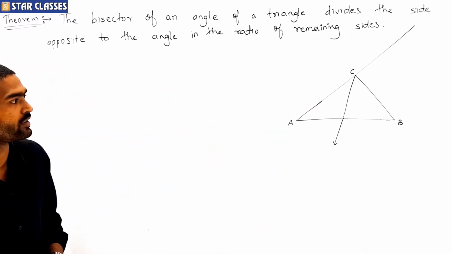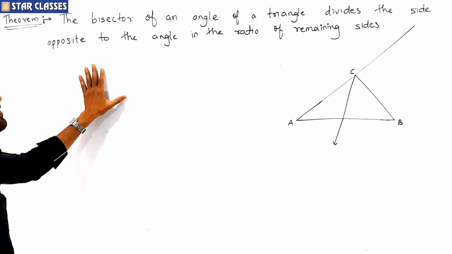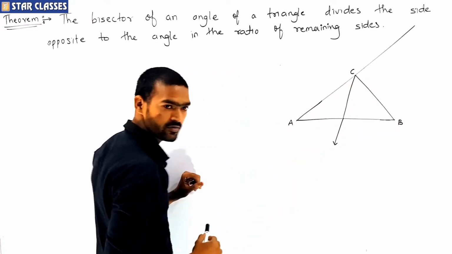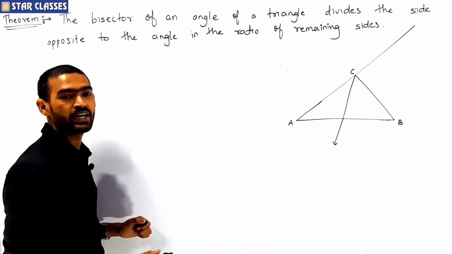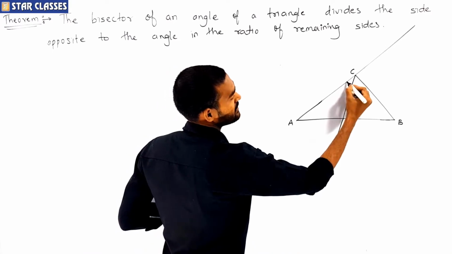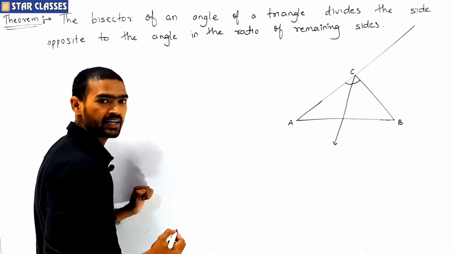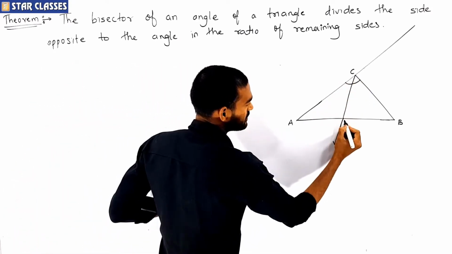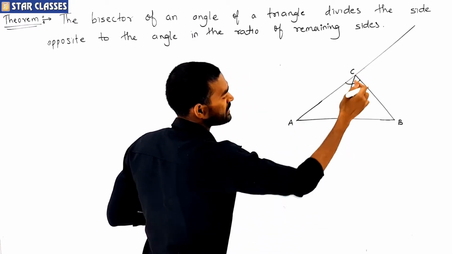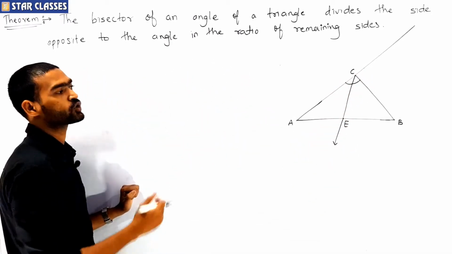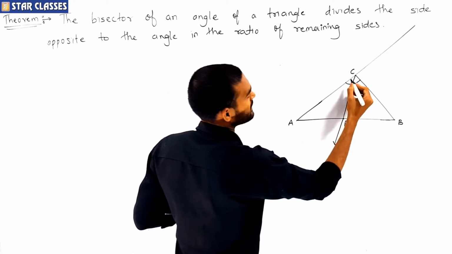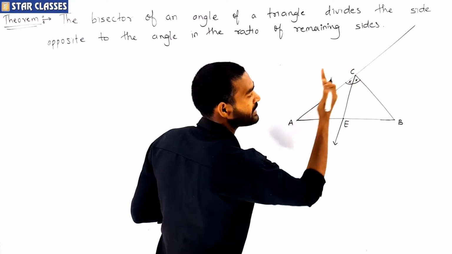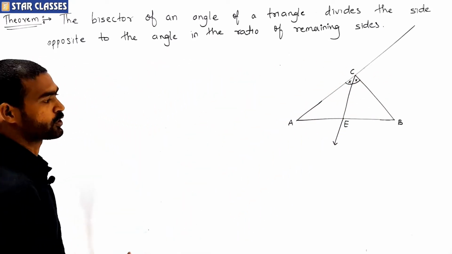The theorem says that in a triangle, let's say my triangle is A, B, C. In this triangle, we have selected one angle C, and this angle we have bisected through a ray CE. Now, CE is my bisector. So what this bisector does, it divides this whole angle in two equal parts. Okay, students?